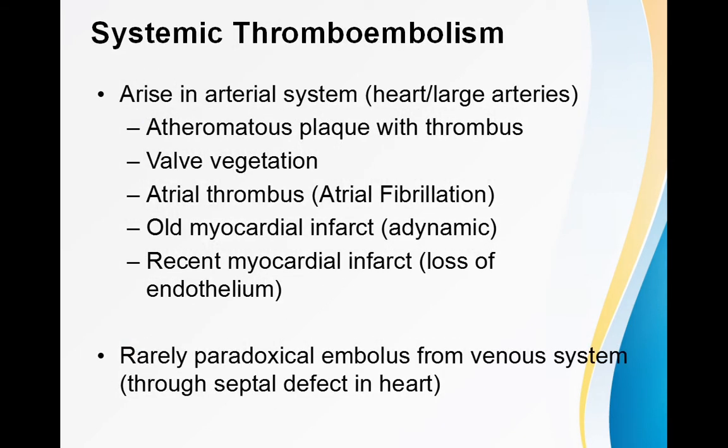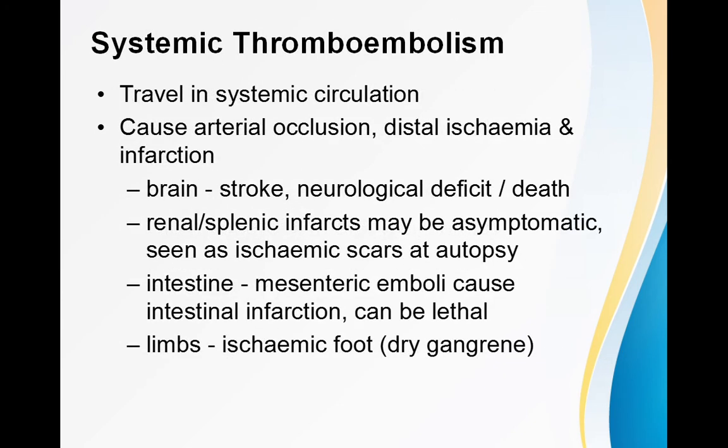Systemic thromboembolism. Emboli arise in the arterial system: atheromatous plaque with thrombus, valve vegetation, atrial thrombus, old or recent myocardial infarct, and rarely a paradoxical embolus from the venous system. They travel in the systemic circulation and cause arterial occlusion, distal ischemia and infarction.